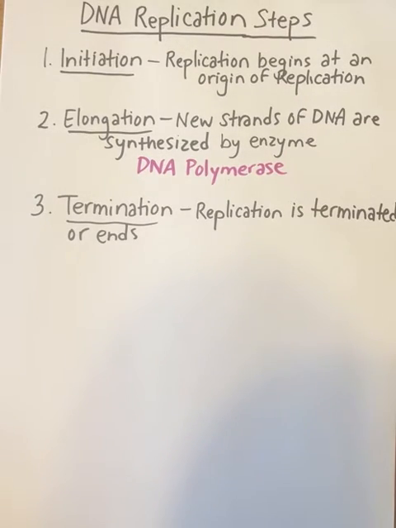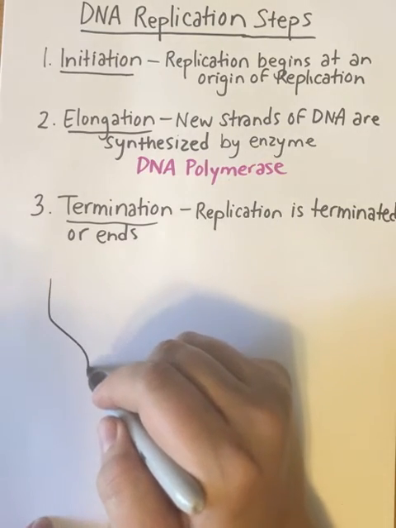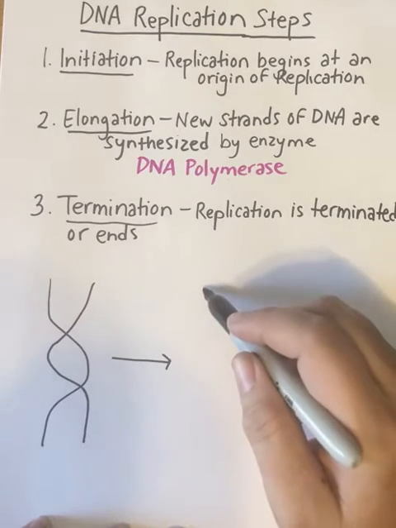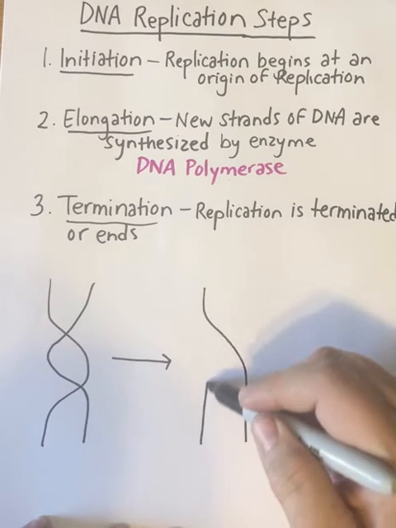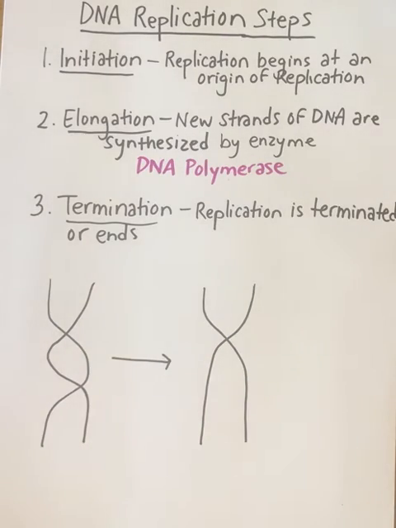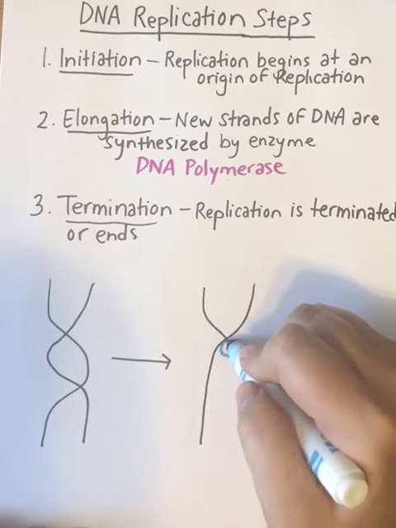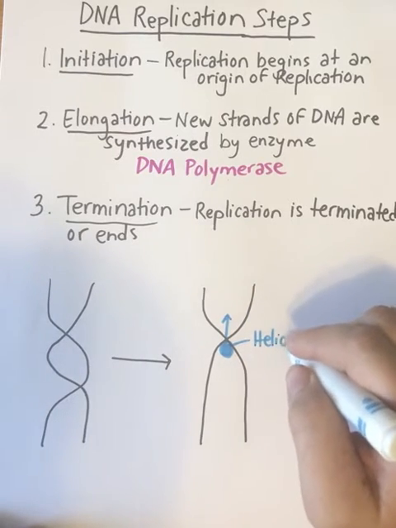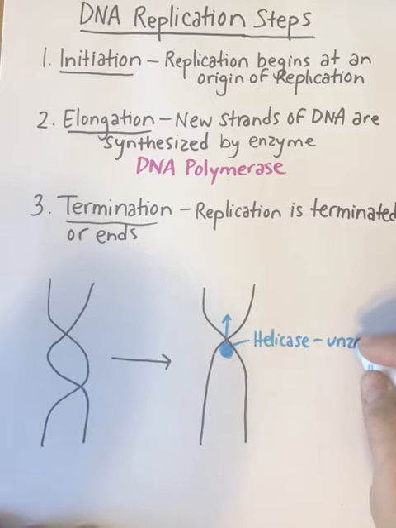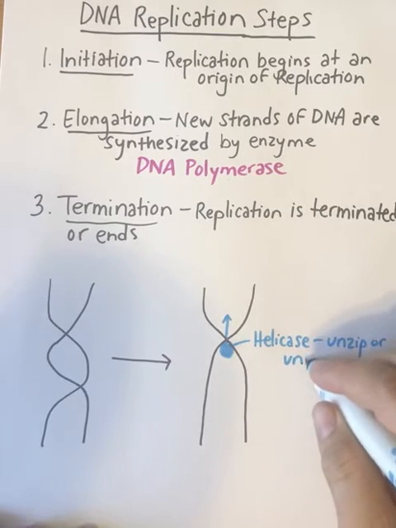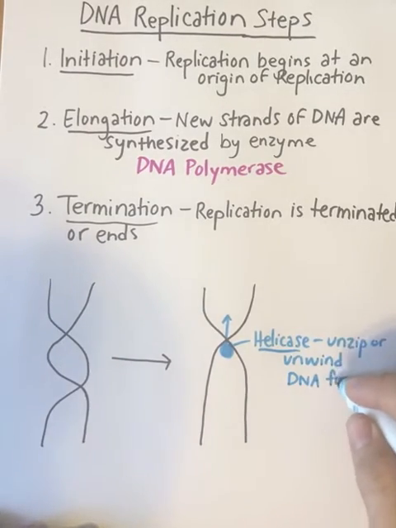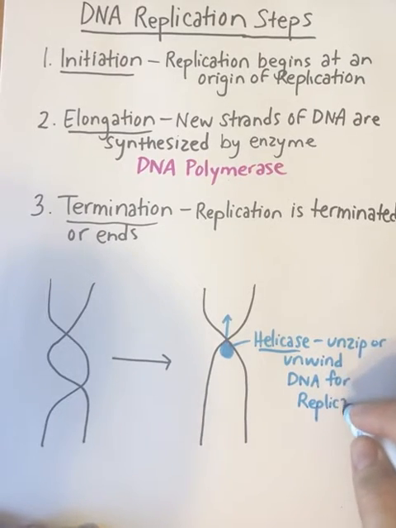Now, we know that the first thing that has to happen is you have to take your double helix and create the replication fork. You have to unzip it. Now, when you talk about unzipping DNA, it always occurs by the enzyme helicase. Helicase is always going to unzip or unwind DNA for replication. That's the first step that has to happen.